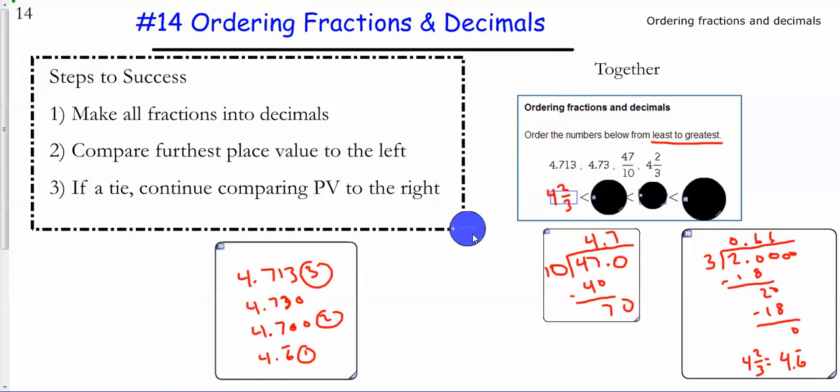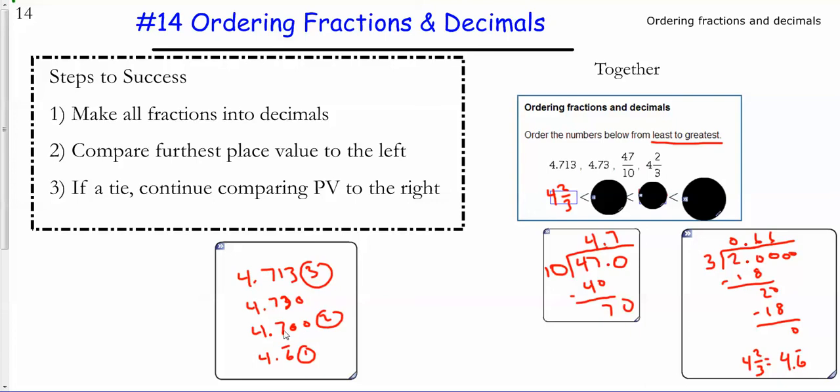Now you'll notice that I wrote it as 4 and 2/3, not 4 and 6 repeated. Okay. We have to rewrite it as what we originally started with. Okay, so that's the smallest. So now I added zeros here just to make it a little bit easier. 700, 730, 713. Well, that's a whole lot easier to tell which one's the biggest, the smallest, in between.